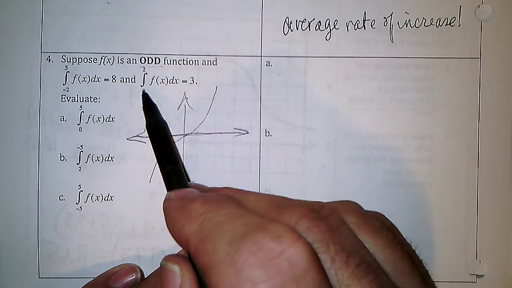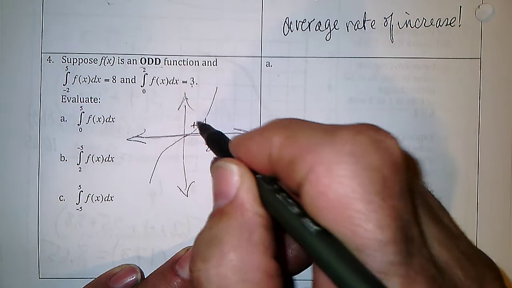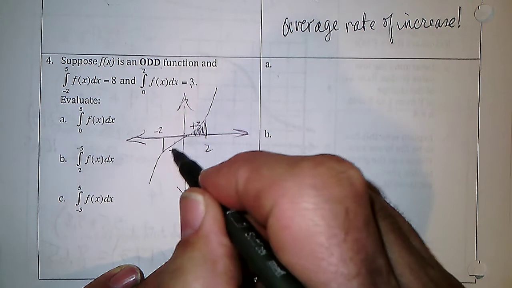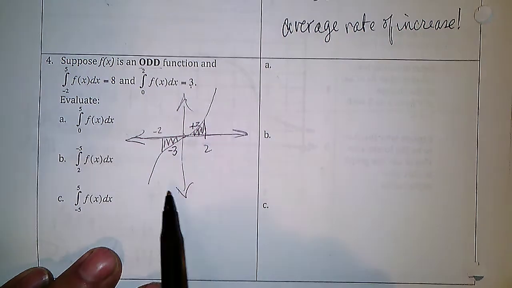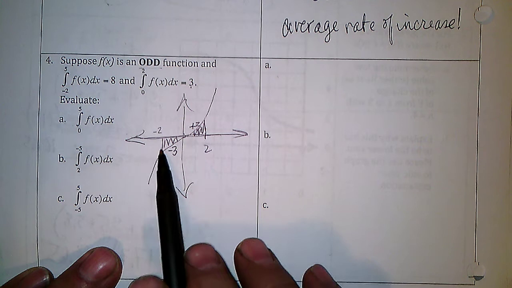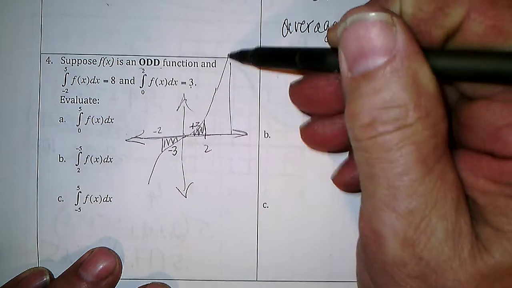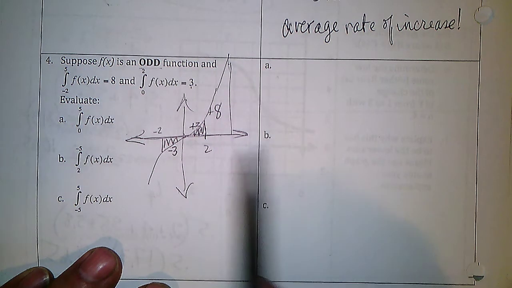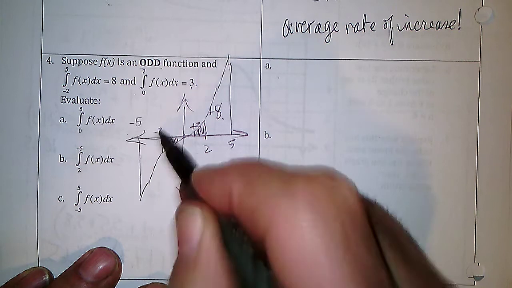So for instance, if it says from 0 to 2, the area here is +3, that means from -2 to 0, it's -3 because of the odd function symmetry. And if it says from -2 to 5 is 8, from -2 to 2, the total is -3 plus 3, 0. And if -2 to 5 is 8, then this must be 8, because we'd have -3 plus 3 plus 8 from -2 to 5. Which means, since it's symmetric, from -5 to -2, it's -8.